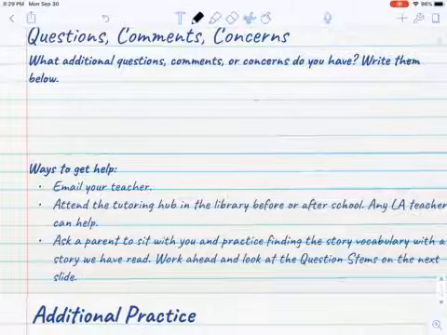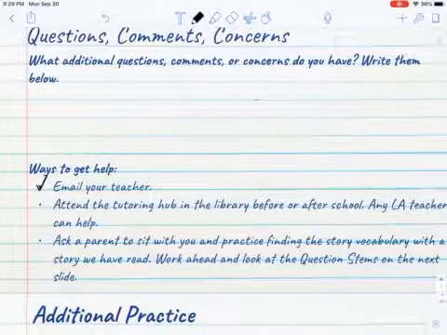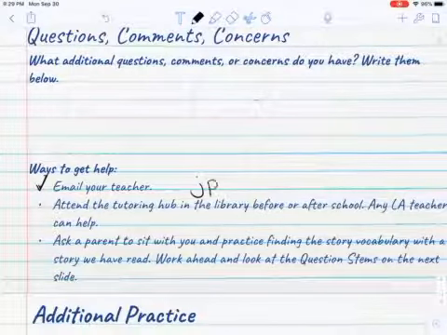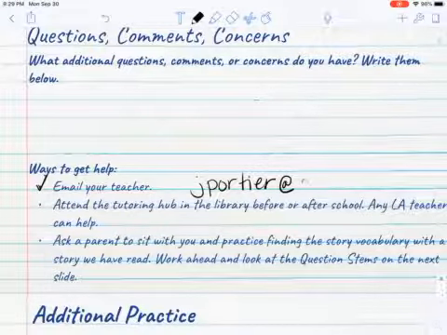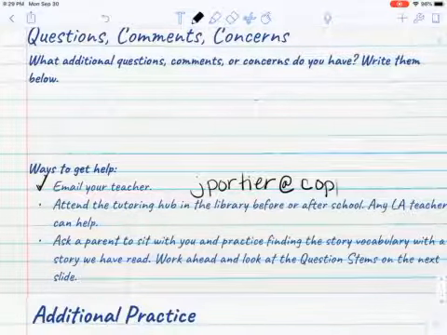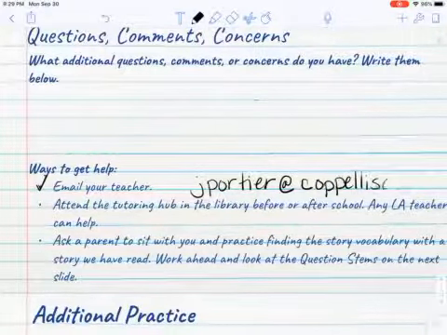Also, if you're wanting more help, you can email me. I'm happy to respond to your emails, but I will be working, so it might take me a little bit of time. My email address is jportier@coppellisd.com.